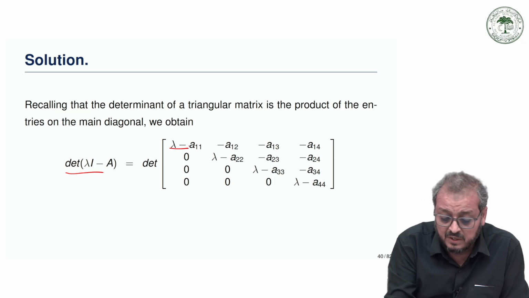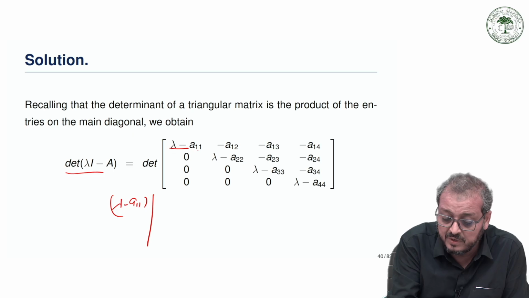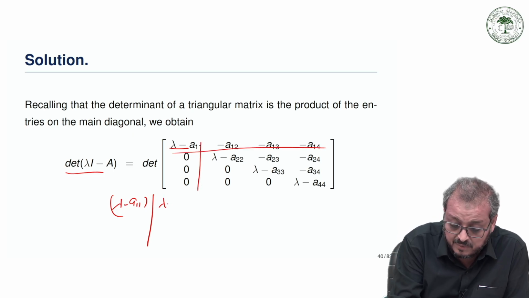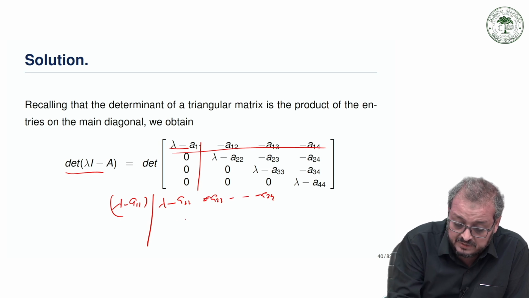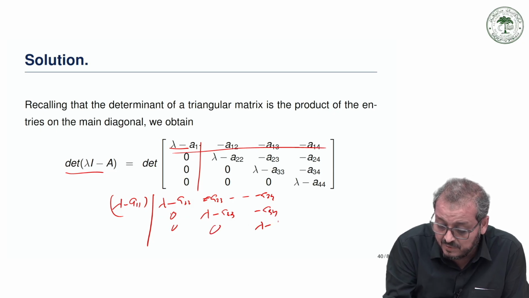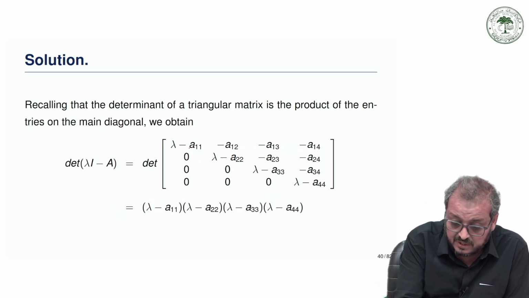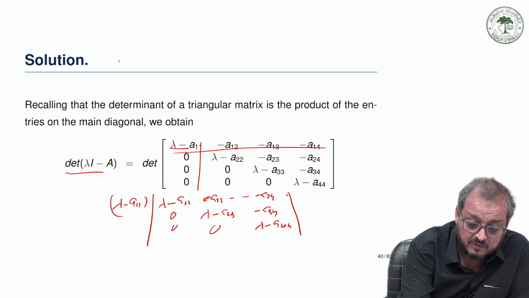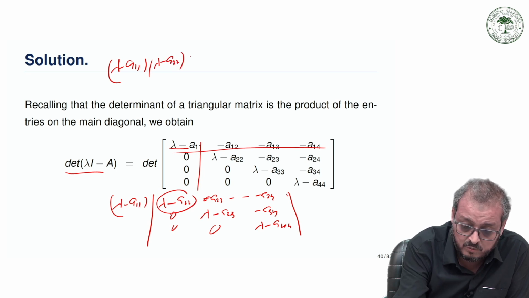This can be written as a matrix with lambda minus A11, lambda minus A22, minus A23, minus A24 in the first rows, then a 0, then lambda minus A33, minus A34, and then 0, 0, lambda minus A44. Next, we expand along the first column: lambda minus A11, and then lambda minus A22 times the remaining determinant.